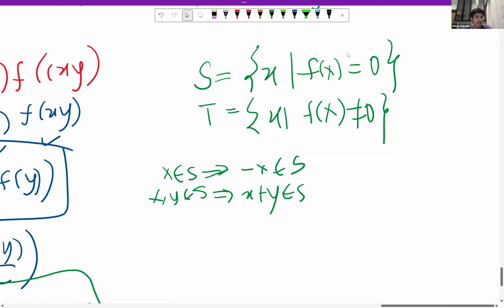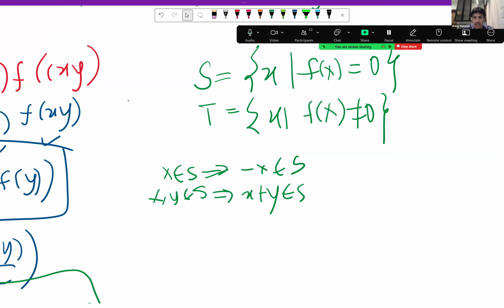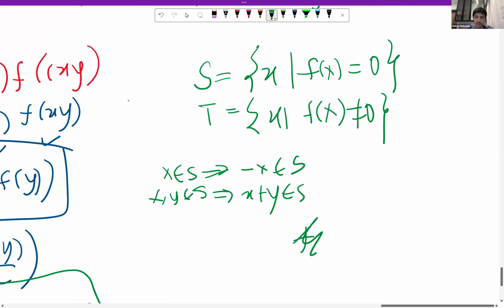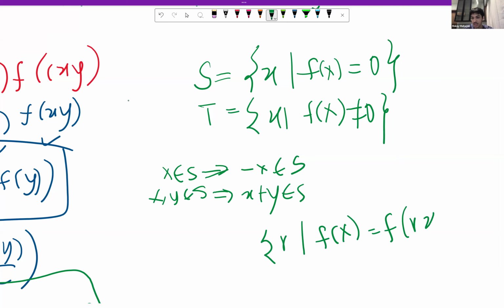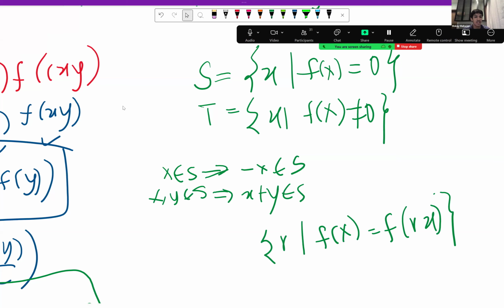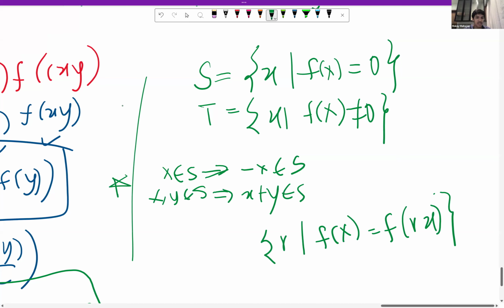Basically, you can work with the set and get conditions, and this is something you should keep in mind. And maybe not just this, maybe you can have the set of all r such that f of x is f of rx. I think this is what Cheyenne was trying to do. He was trying to look at the ratios. So you are trying to look at the ratios and you can work with this set. So yes, these are some important ideas.